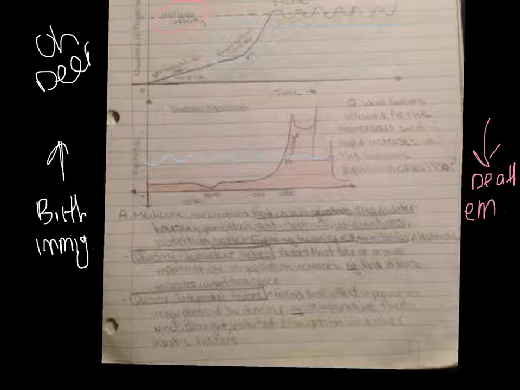You also want to remember the vocabulary words of density dependent factors and density independent factors. Your density dependent factor is one that depends on the size of the population, while density independent will always be a problem.